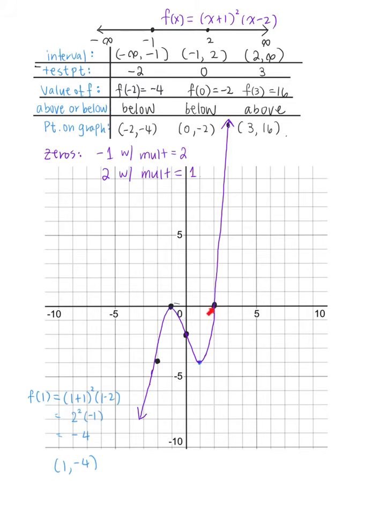Now let's go with this 0, which is x equals 2. Now that one has a multiplicity of 1, which is odd, right? So when it's odd, look at it, it crosses the x-axis. Now, is that always going to be true? The answer is yes. So that's what we're going to be talking about next.